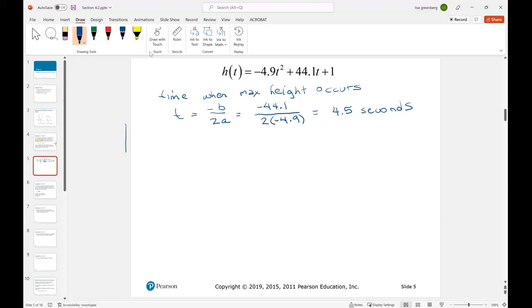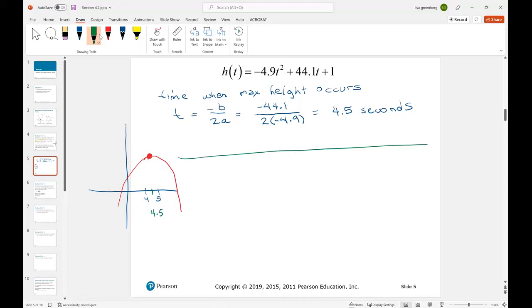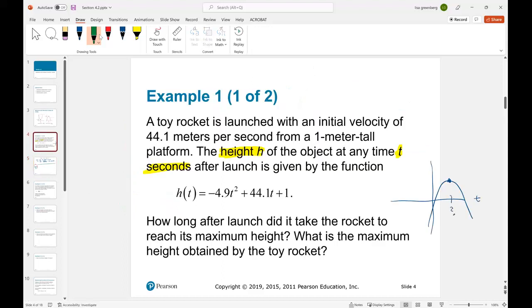So if we had a parabola, and let's say this is 4, and this is 5, and our parabola is going to have a maximum at 4.5. I don't know what the maximum is yet, right? But I do know that it's going to occur right here at the top at 4.5 seconds. Okay, now the next question asked, so how long after the launch did it take the rocket to reach its maximum height? 4.5 seconds. What is the maximum height?